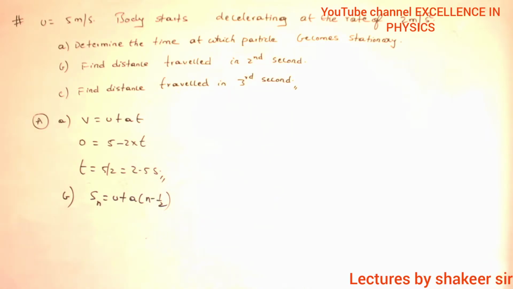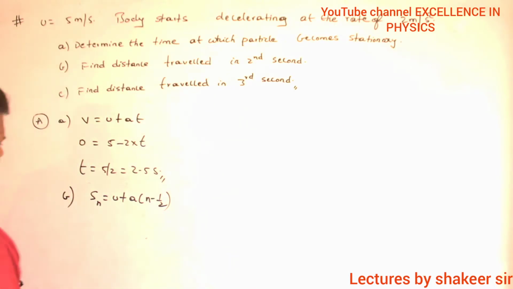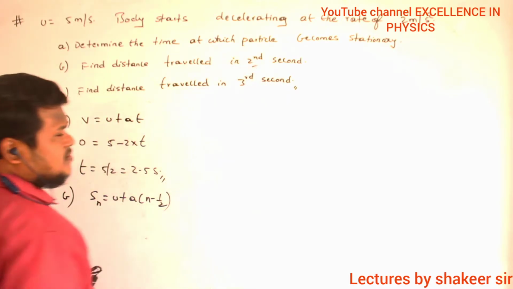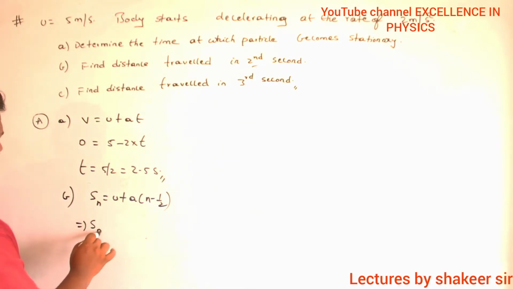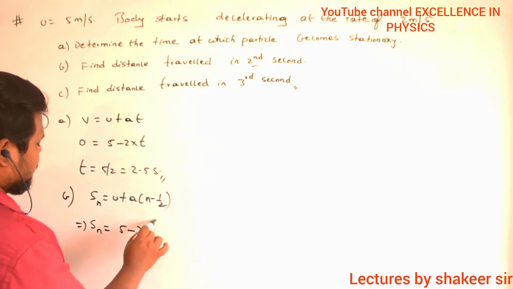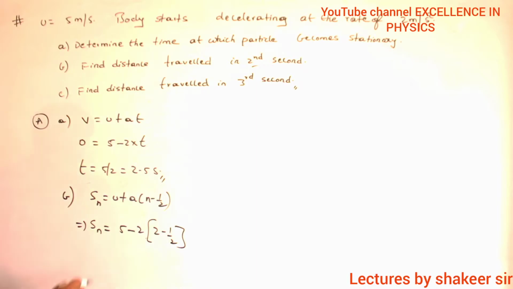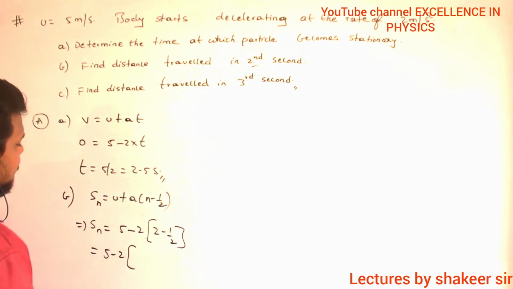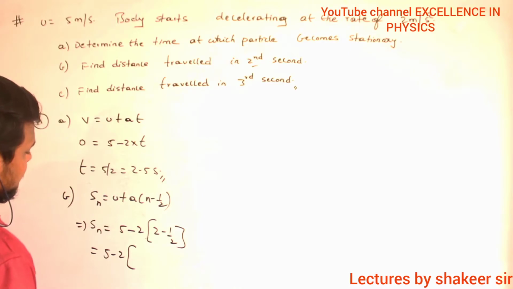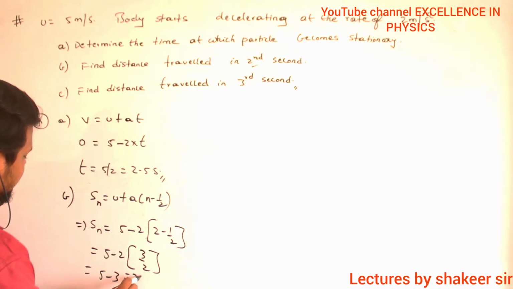3 by 2 is not correct. Clear? Calculation mistakes you are doing. So Sn = u + a(n - 1/2). Sn is nothing but displacement in the nth second. Which second is he asking us? Third second. So Sn = initial velocity 5, acceleration minus 2, and which second is he asking? Third second. So (3 - 1/2). So 5 minus 2 into 5 by 2. Clear, no? So its total value is how much? So 5 minus 5, it is 0 meters.